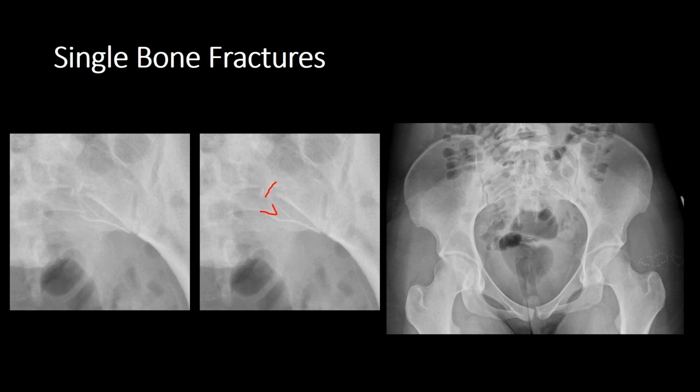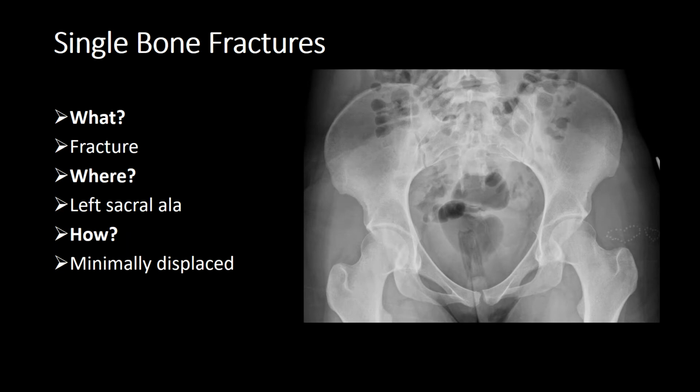So when you're evaluating this image, remember you've got to look at the inner and outer contours of your pelvis. You need to look at your obturator foramina. You need to check your symphysis pubis, and then you need to look at your sacral foramina. So it's when you scrutinise the sacral foramina on this image that you'll identify the fracture. And then finally, you need to look at your acetabulum. So what is it? It's a fracture of the left sacral alar, minimally displaced.